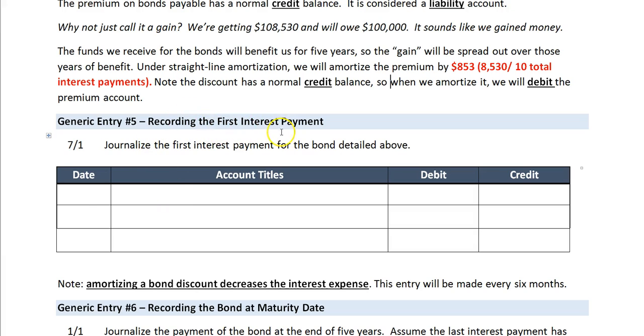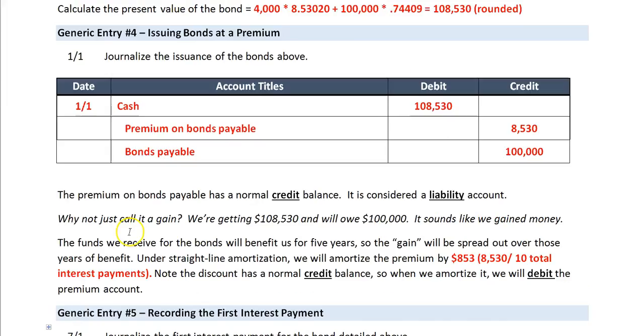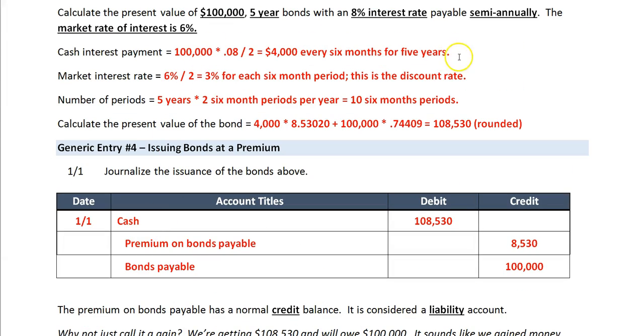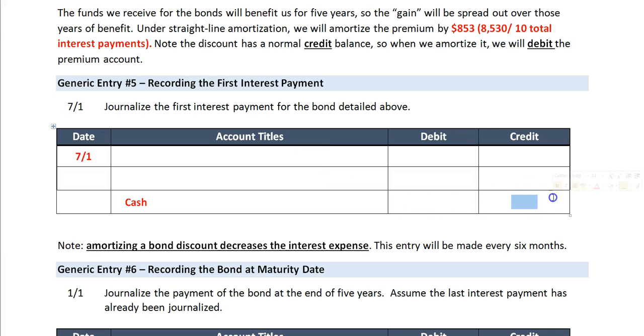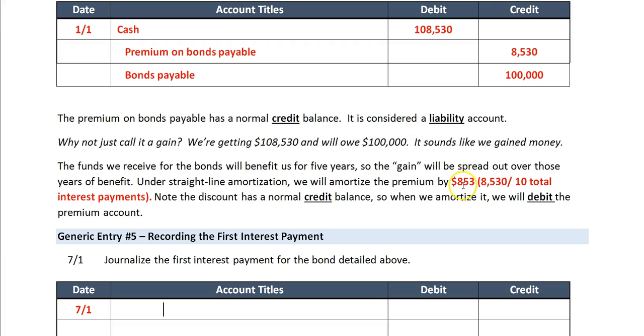Alright, so recording the first interest payment. It's 6 months later. What are we going to record? We're paying out the cash, so we're going to have the cash interest payment. We've already calculated this up here, so it's the $4,000 that we're going to pay every 6 months. We're going to amortize the premium, and that's what we're talking about here. Again, we're going to take the total amount and divide it by 10, the total number of interest payments. So 8,530 divided by 10 is 853.